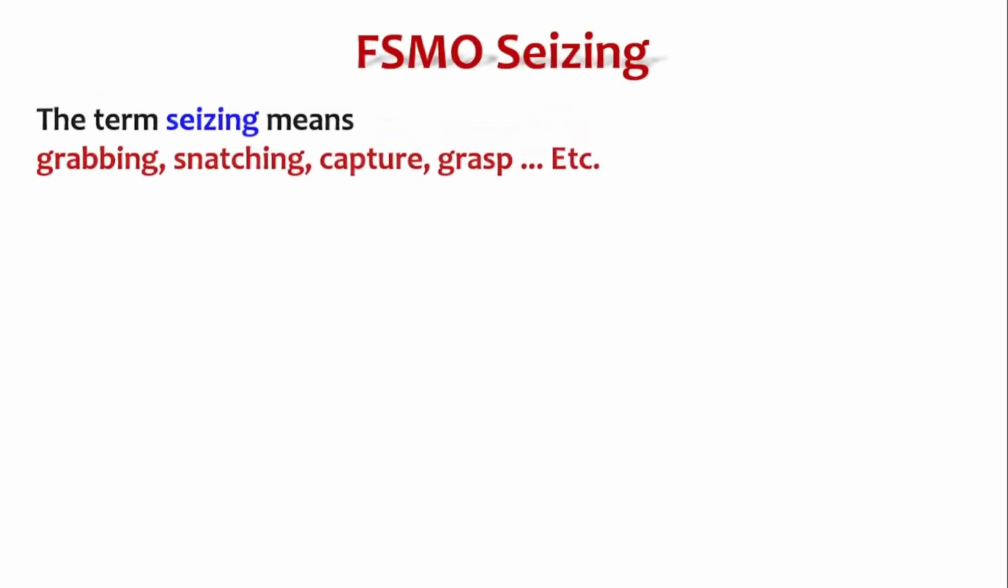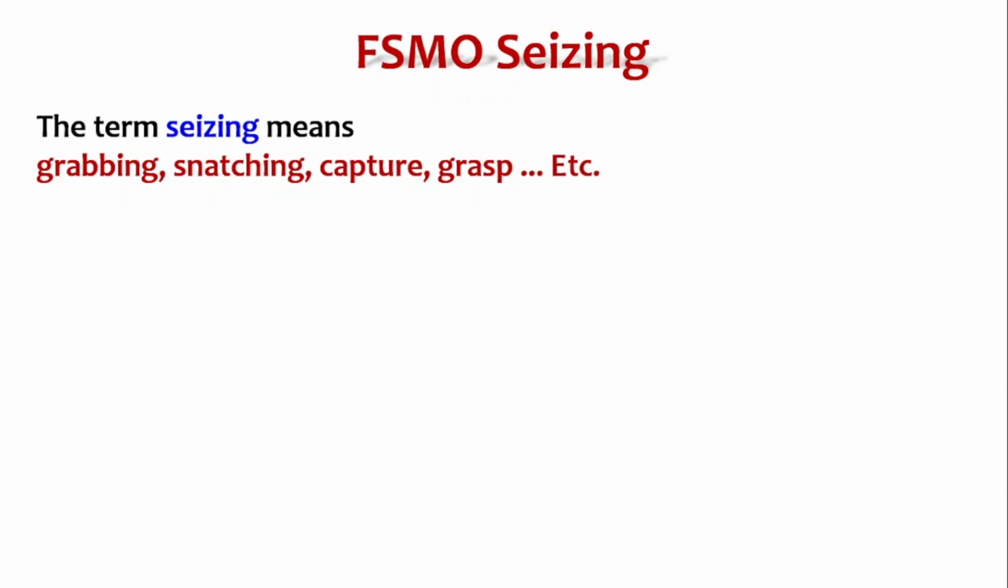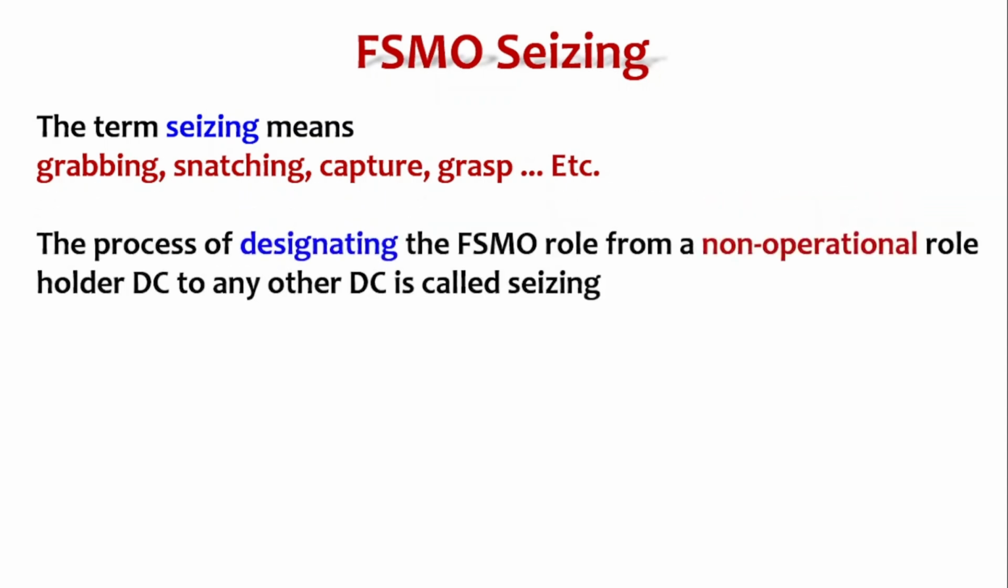Now let us move on to FSMO seizing. First we'll understand the term seizing. Seizing means grabbing, snatching, or to capture or grasp something. The process of designating the FSMO role from a non-operational role holder domain controller to any other domain controller is called FSMO seizing.